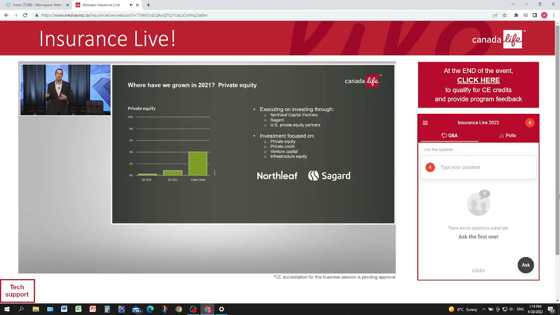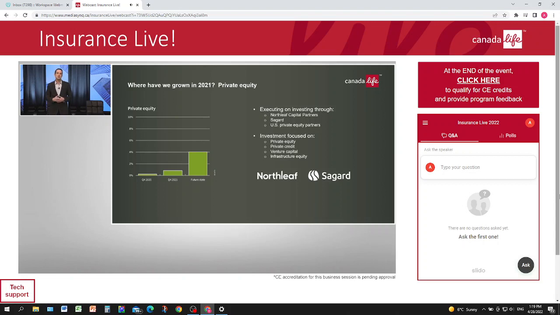So I wanted to spend a bit more time providing some visibility into the growth that we actually saw last year in 2021 within each of those non-fixed income asset classes. So I'll start in private equity. The PAR account has been very busy in private equity, investing through key partners in both Canada and the US, including leveraging our ownership stake in Northleaf, accessing investment opportunities at Sagard through our ties to the Power Corp, and our recently acquired ownership stake in Sagard itself.